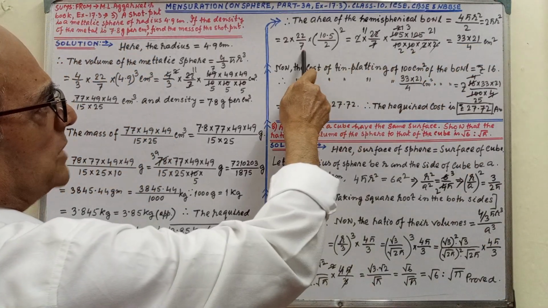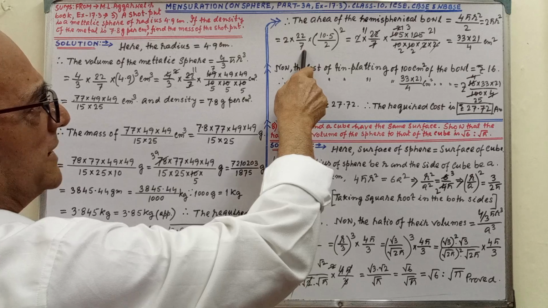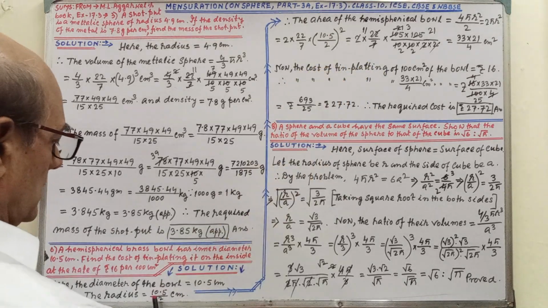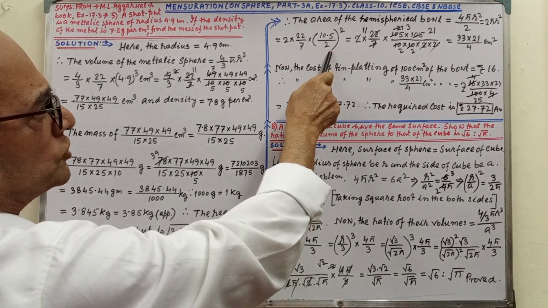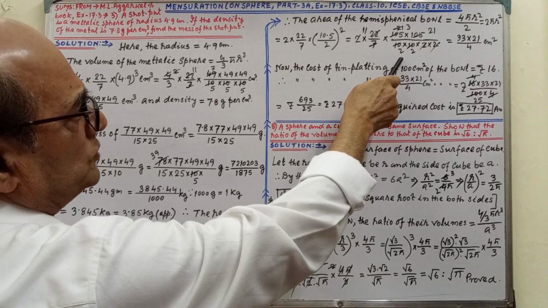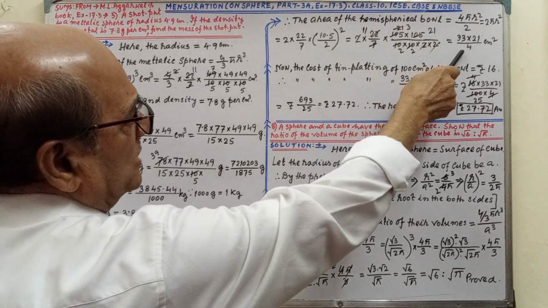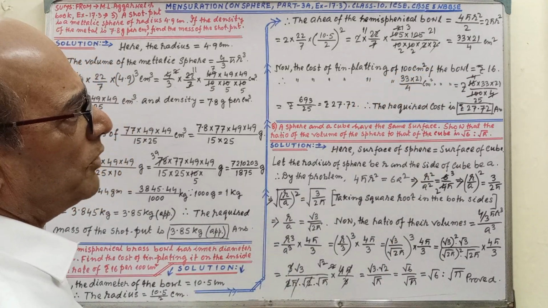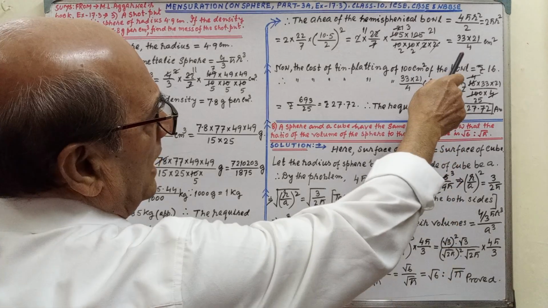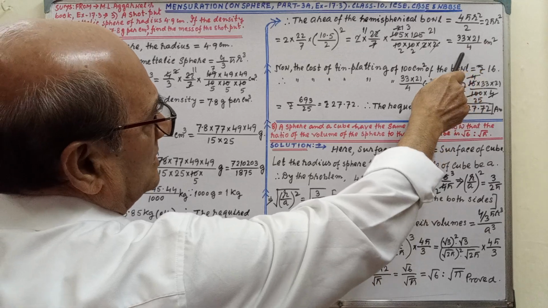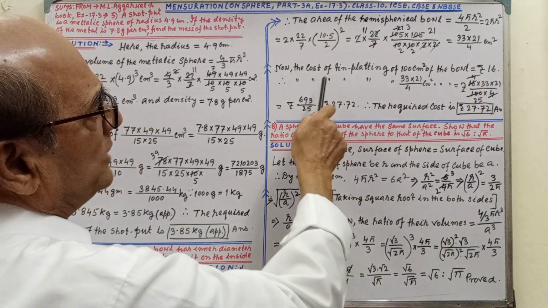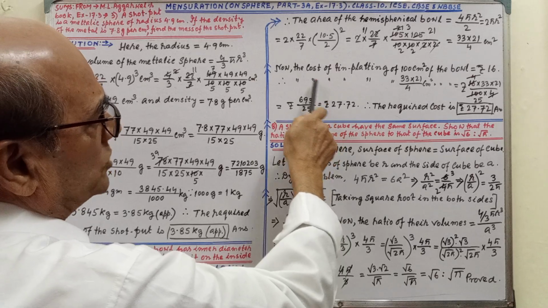Then we have to put the value of pi, that is 22 by 7, and value of r, that is 10.5 by 2 whole square. After writing this, then we have to simplify. By simplification, we are getting 33 into 21 by 4. I am keeping it in multiplied form, without multiplication, for easier calculation. Then we have to find out the cost.